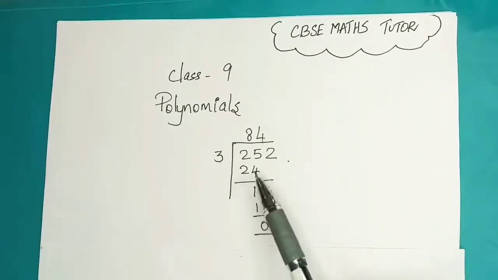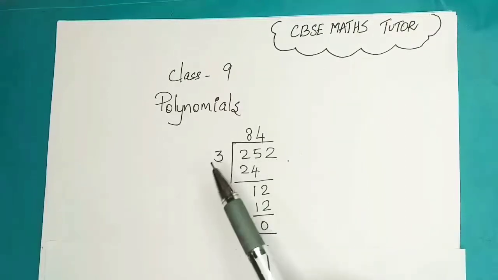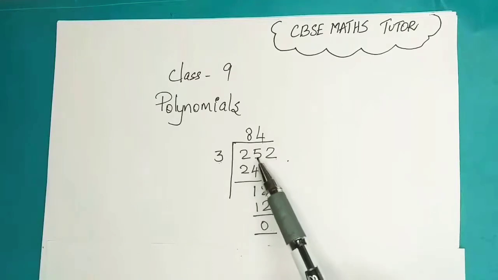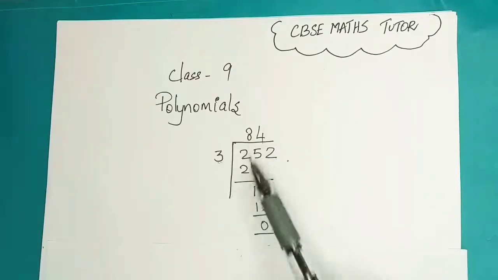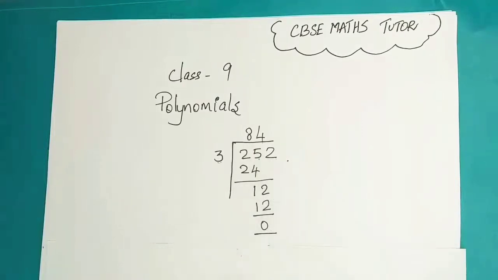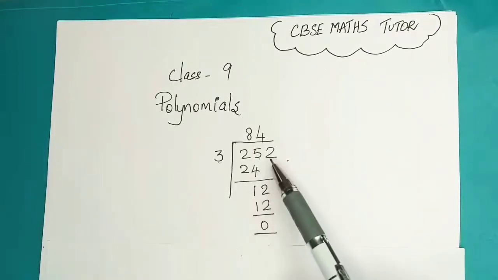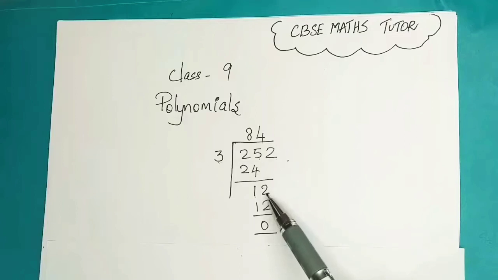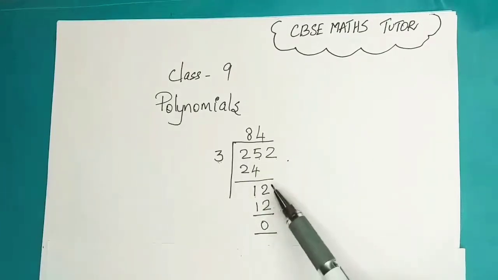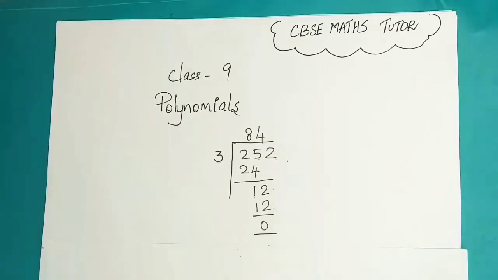Let's see here. When 252 is divided by 3, what we do here is we have to multiply 3 by such a number that we get the nearest to 25. That is 3 into 8 is 24, and we have to subtract 24 from 25, put the remainder here, and take down the next digit. And then 3 into 4 is 12. Again, we are going to subtract this from this. The same procedure we are going to follow in the long division process also.